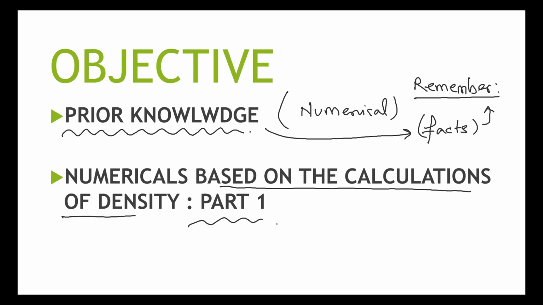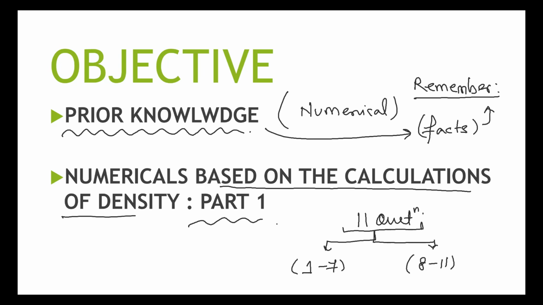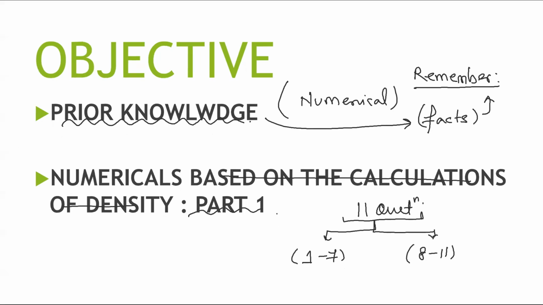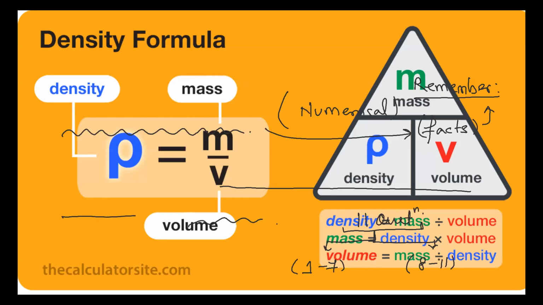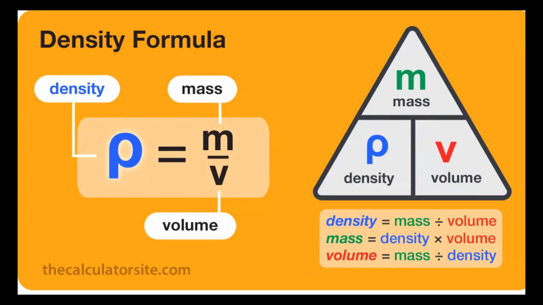In total, this chapter has 11 questions. Out of these 11 questions, we'll divide them into two parts, 1 to 7 in one part and 8 to 11 in the second part. Hence the name part 1 and part 2. Fine? Okay. Let's go for a bit of prior knowledge.